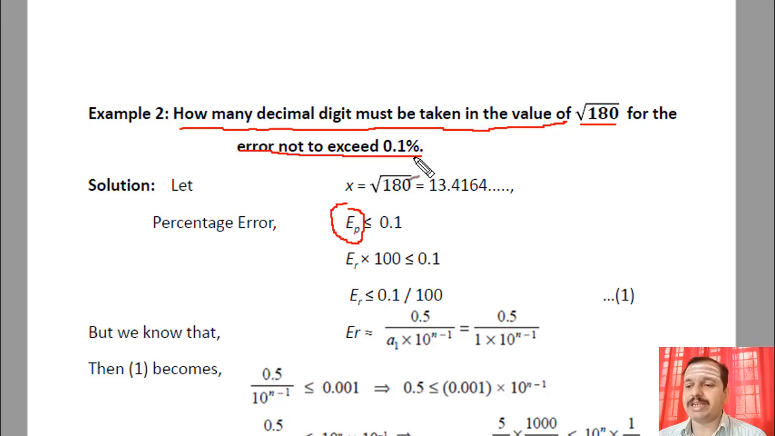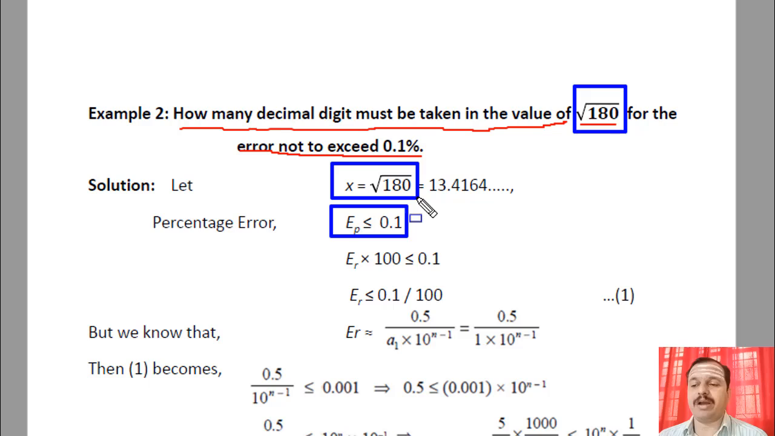So the error is not exceeding 0.1. Therefore, the percentage error is less than or equal to 0.1. That is the data we have to collect here. And what is the other data given? The x value is the square root of 180, which when computed using our scientific calculator is 13.4164... It is an irrational number. It will have infinitely many non-recurring decimal places. So this is the number x, and we have to find out how many decimal digits may be taken into account in such a way that its percentage error is less than 0.1.